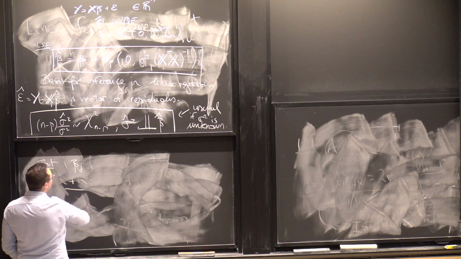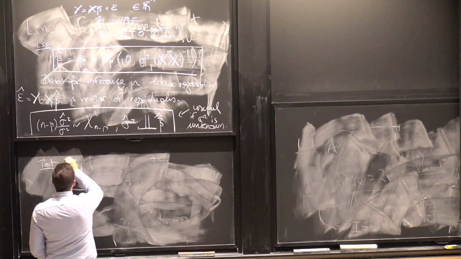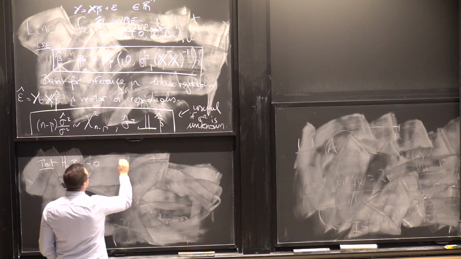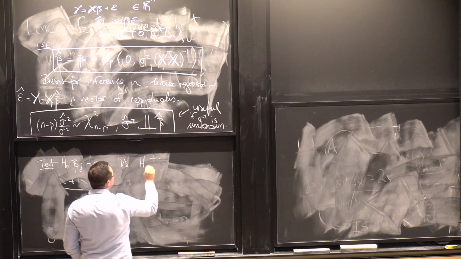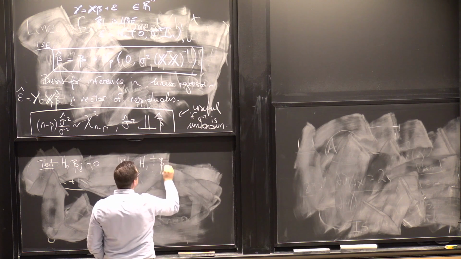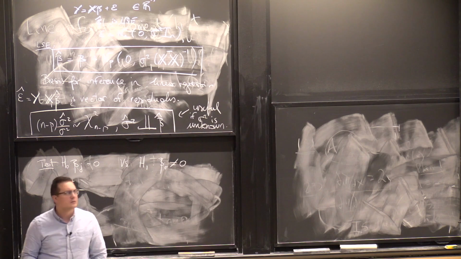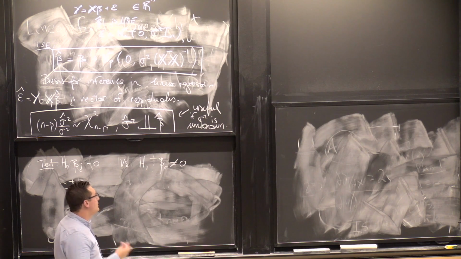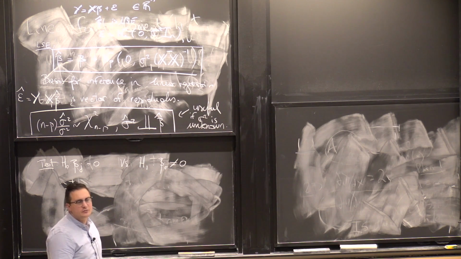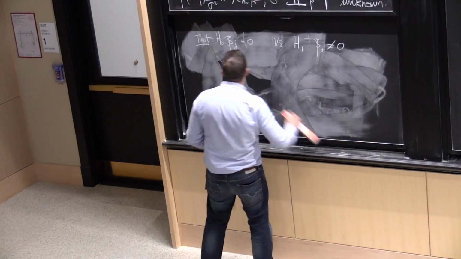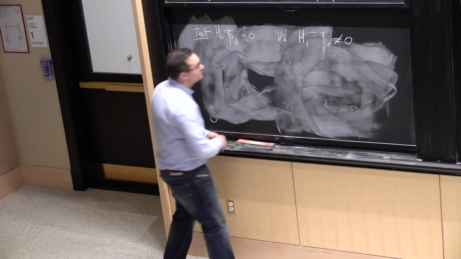beta j, so the jth coefficient of beta, is equal to 0. And that's going to be our null hypothesis versus H1, where beta j is, say, not equal to 0. And for the purpose of regression, unless you have lots of domain-specific knowledge, it won't be beta j positive or beta j negative. It's really non-zero that's interesting to you.